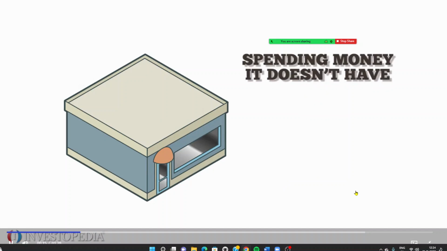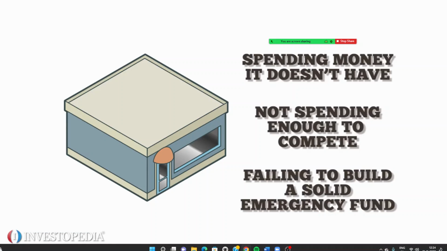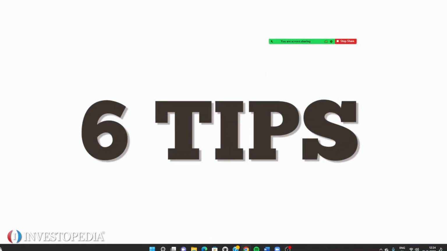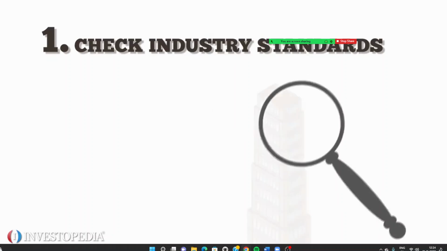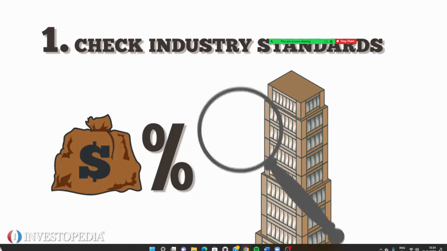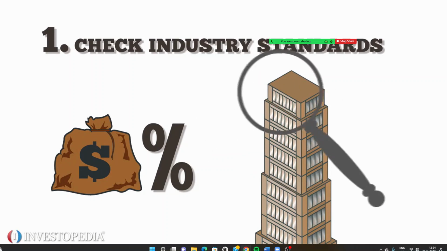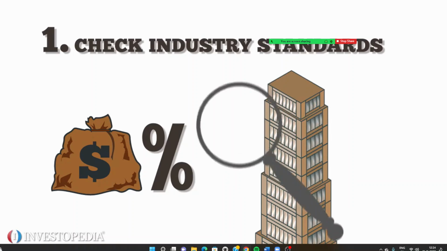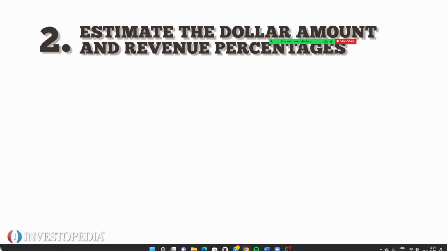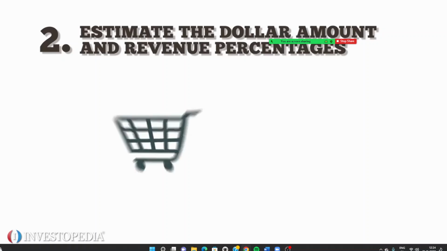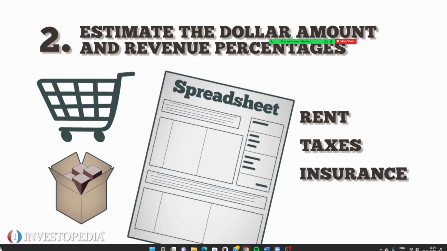Spending money it doesn't have, not spending enough to compete, or failing to build a solid emergency fund. These 6 tips can help small businesses plan their budgets. 1. Check industry standards. Research the industry to learn what percentage of revenue should cover which costs. Small businesses can be volatile and susceptible to industry downturns, so only look at averages, not specifics. 2. Before opening, estimate the dollar amount and revenue percentages that will cover raw materials and other costs and list them on a spreadsheet. Include rent, taxes, and insurance.